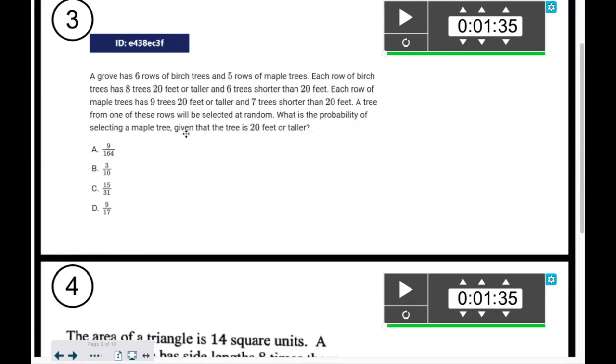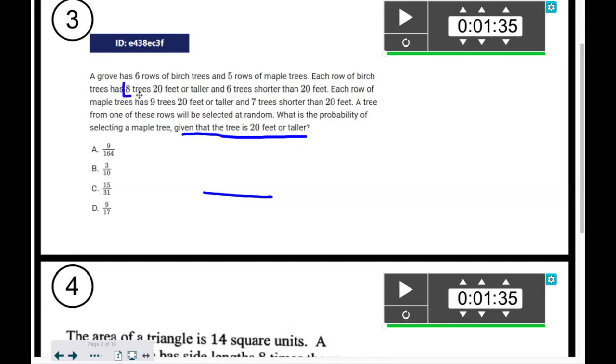So if it's given that the tree is 20 feet or taller, this is conditional probability. The denominator is only the trees that are 20 feet or taller. We're not looking at all of the trees. Okay, so what I'm going to do is highlight that.